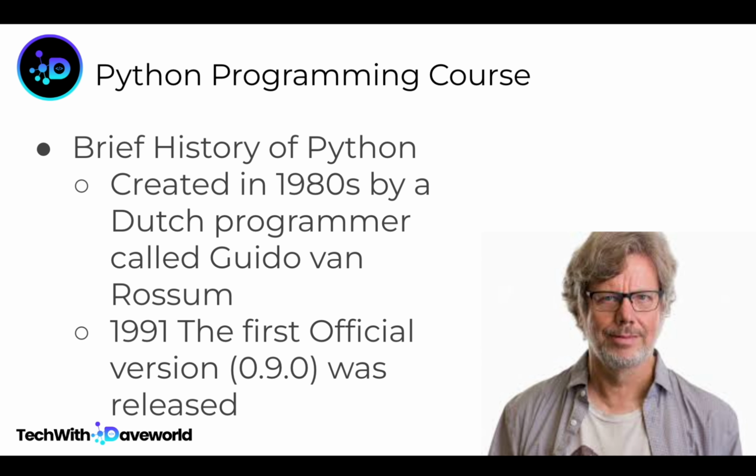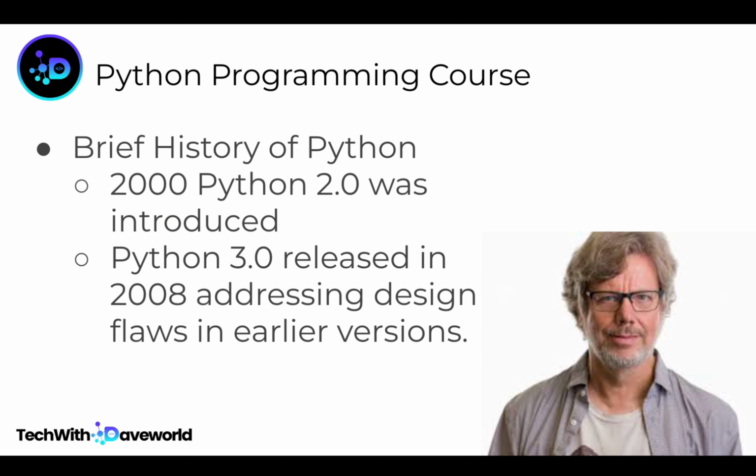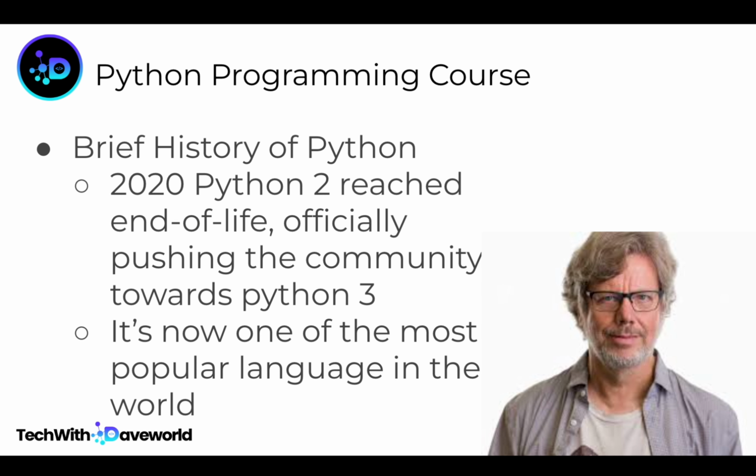A brief history of Python. Python was created in the 1980s by a Dutch programmer called Guido van Rossum. In 1991, the first official version 0.9 was released. In the year 2000, Python 2.0 was introduced. Python 3 was released after that in the year 2008, addressing design flaws in early versions of Python 2.0. In 2020, Python 2 officially reached the end of life, pushing the community towards Python 3.